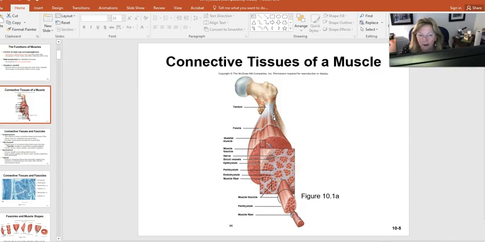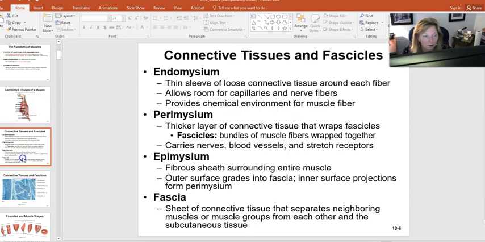When people have this, it's typically caused by a bacterium, Streptococcus pyogenes, which is the same bacterium that causes strep throat. Again, it can be a life-threatening kind of event. But these are just some of the tissues that we associate with muscle fibers.